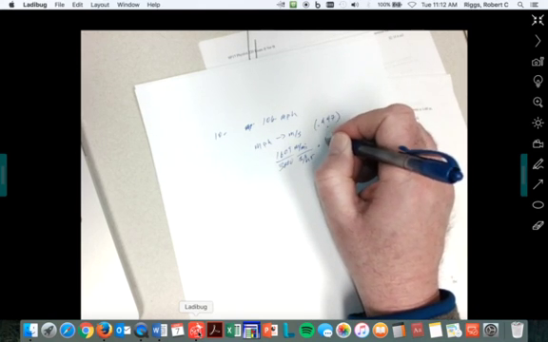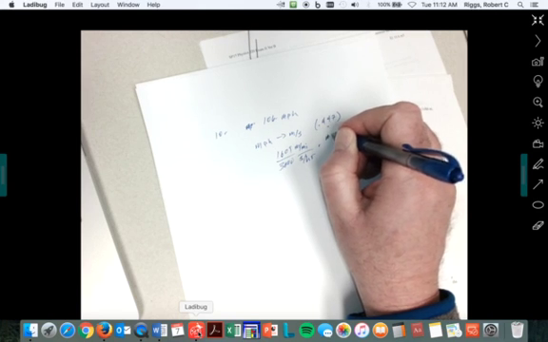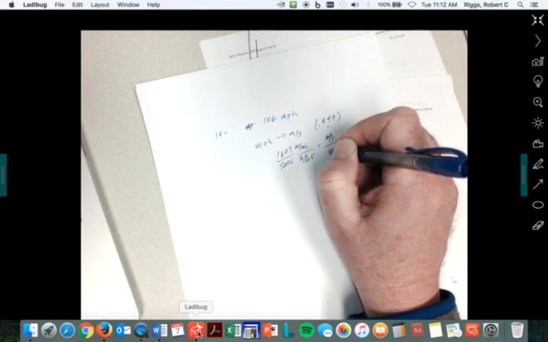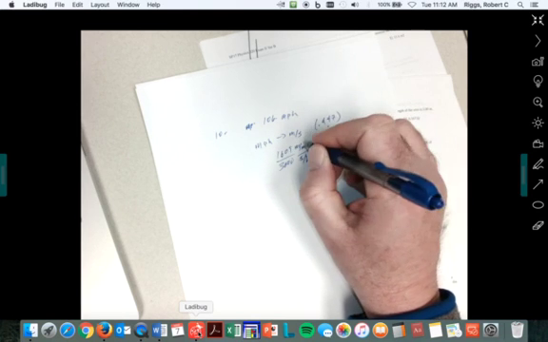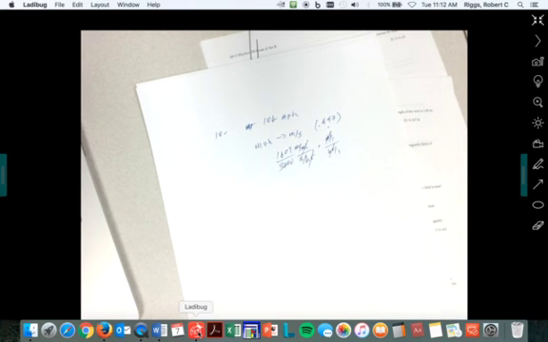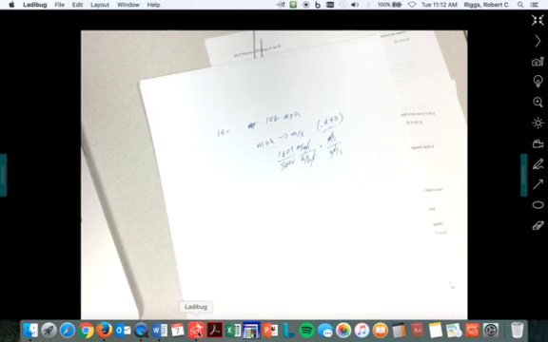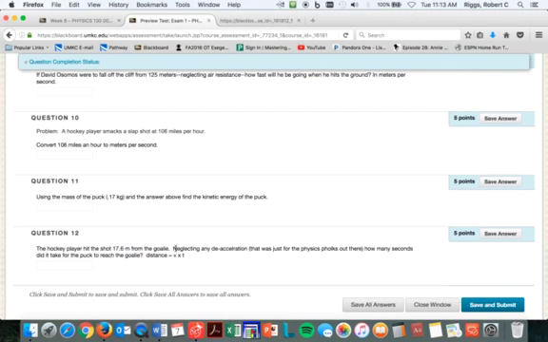Then if I've got miles over 1 times hour over 1, see, all these cancel, and I wind up with meters per second. So that's how we get that number. All right, and then 11. Where did it go? Oh, here it is. 11 says, find the kinetic energy.